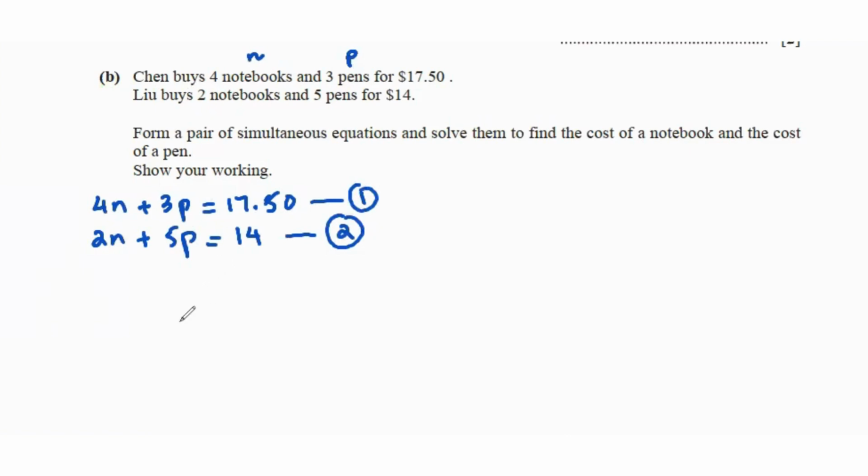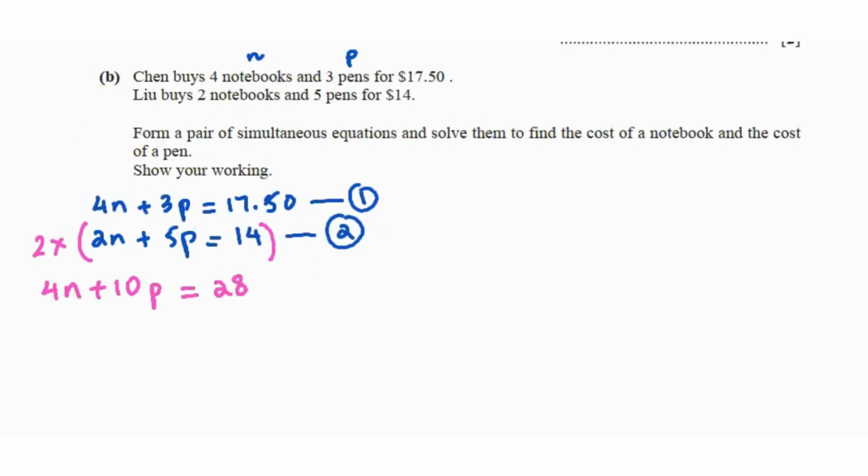These are our two equations, and we're going to solve them simultaneously using the elimination method. I'm going to eliminate variable n. To eliminate variable n, I need to make sure that the coefficient of n is the same in both equations. In the first equation, n has the coefficient of 4. In the second equation, n has the coefficient of 2, which means I need to multiply the second equation by 2. So that's going to give us 4n plus 10p equals 28.